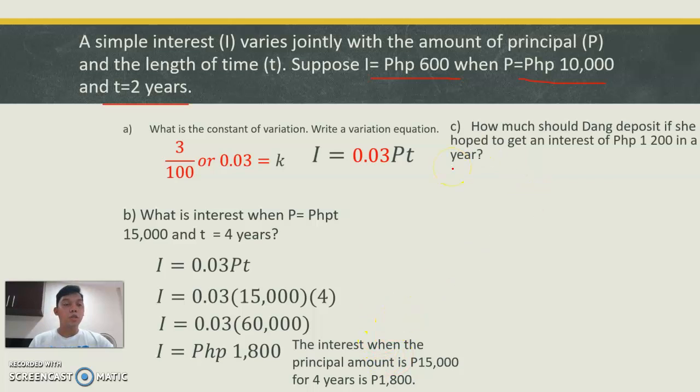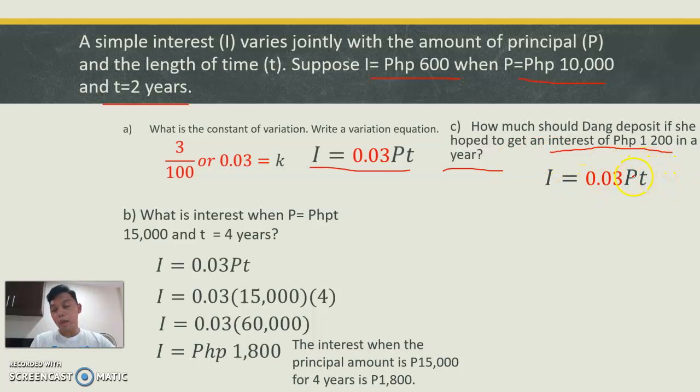Alright, let us see how much should someone deposit if she hoped to get some interest of 1,200 in a year. So the same formula will be used. Then it's not asking for the interest, rather it's asking for what? We have here the interest 1,200 and a year. What is it asking for? So it's asking for the principal amount.